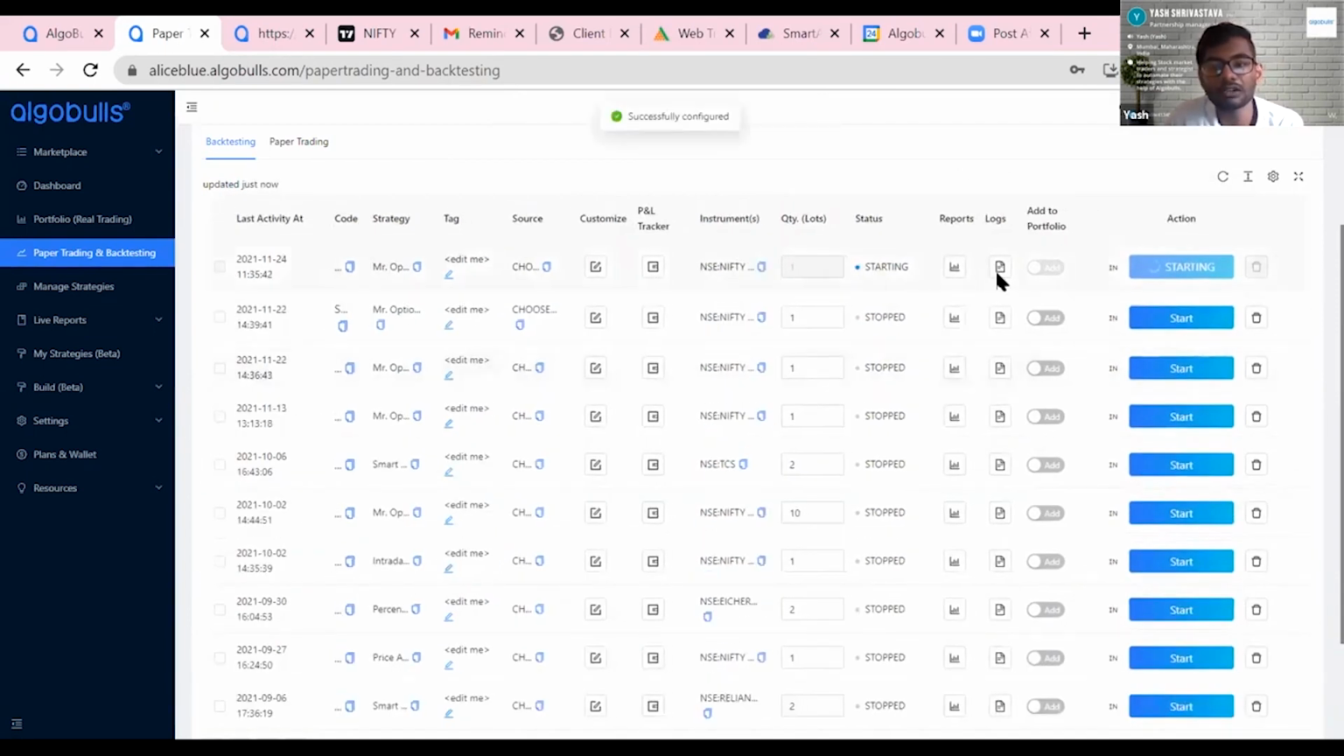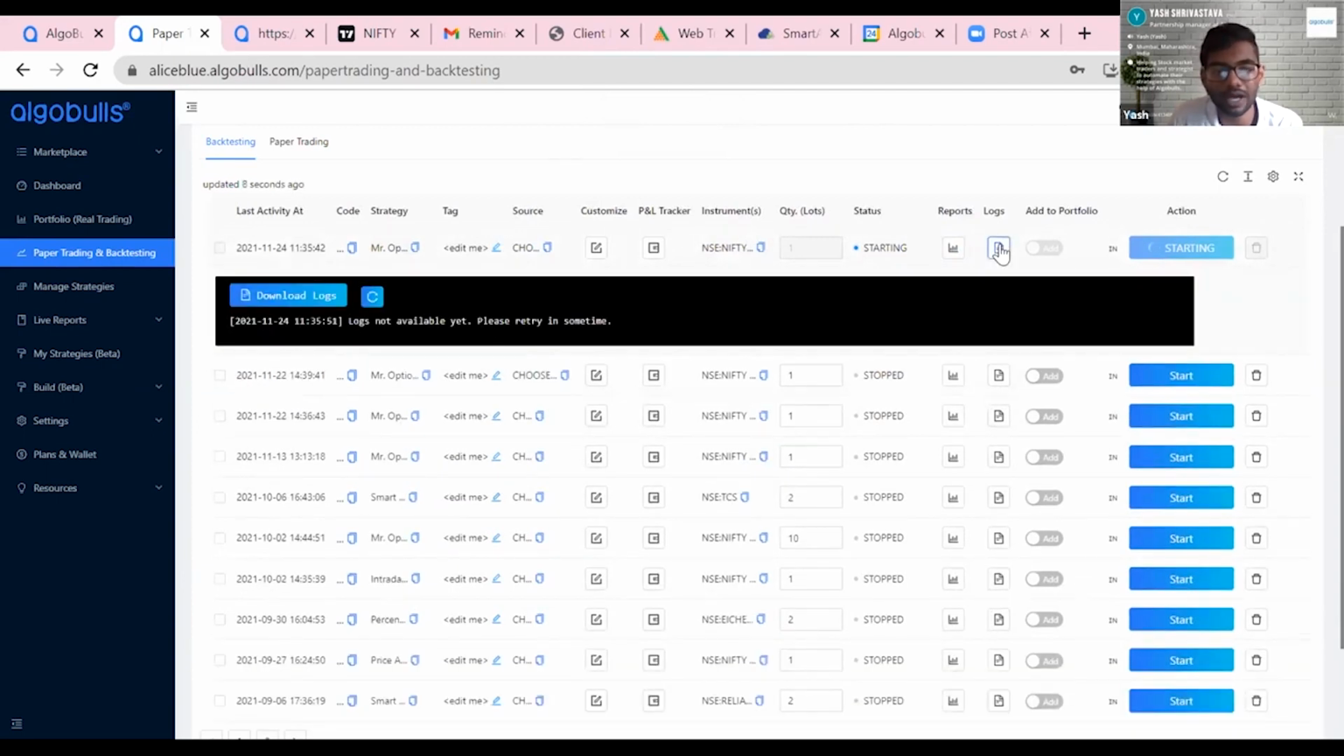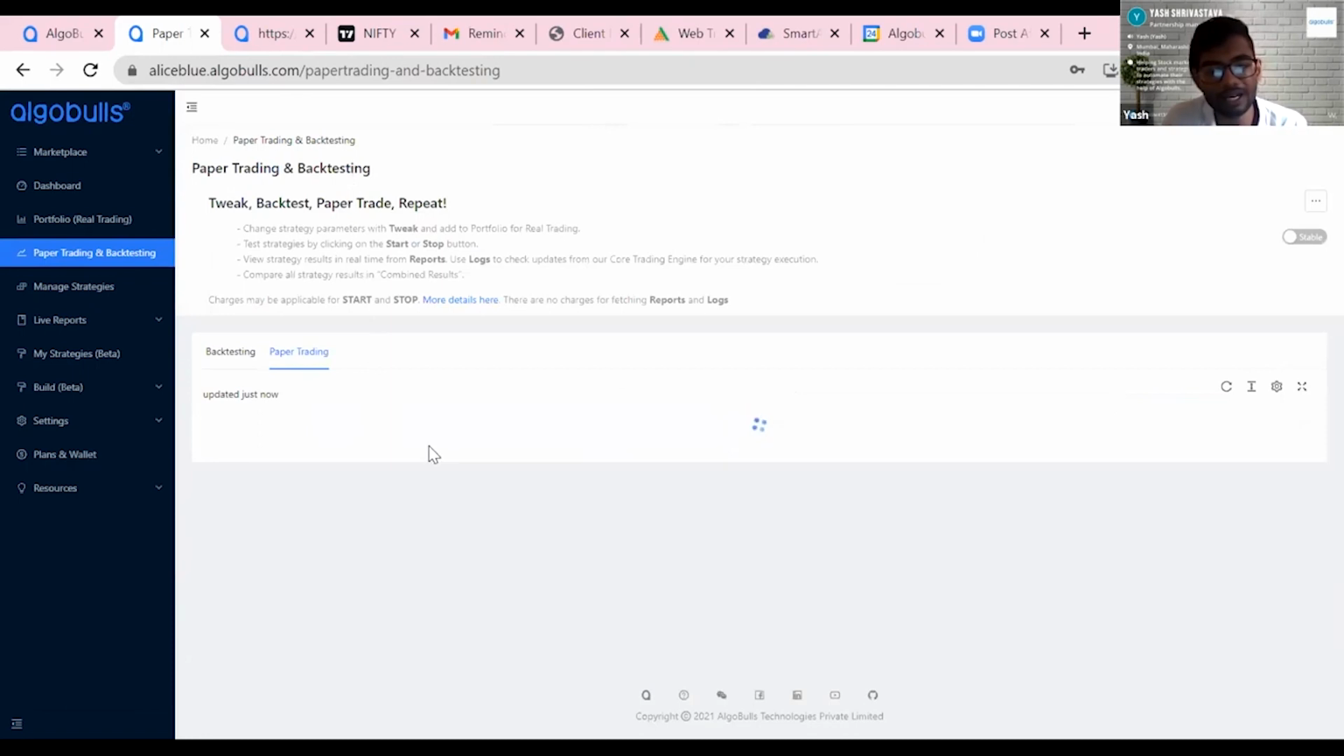The moment I start backtesting the strategy, I can find the logs on what basis the strategy took entries and exits, and what parameters were used. It also shows me a report on how the strategy has been performing, what the PNL of the strategy is over 1 week, 2 weeks, 1 year, 3 years, 4 years, depending on the timelines you want. The same way, you can do paper trading in the live market if you don't want to try it out with real capital.